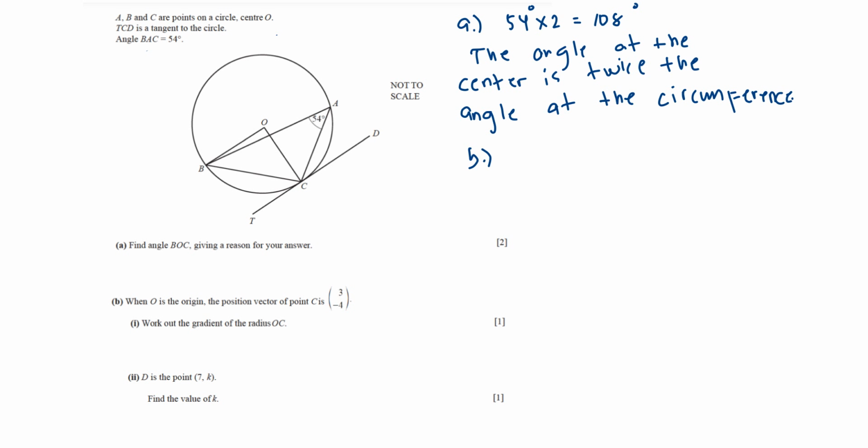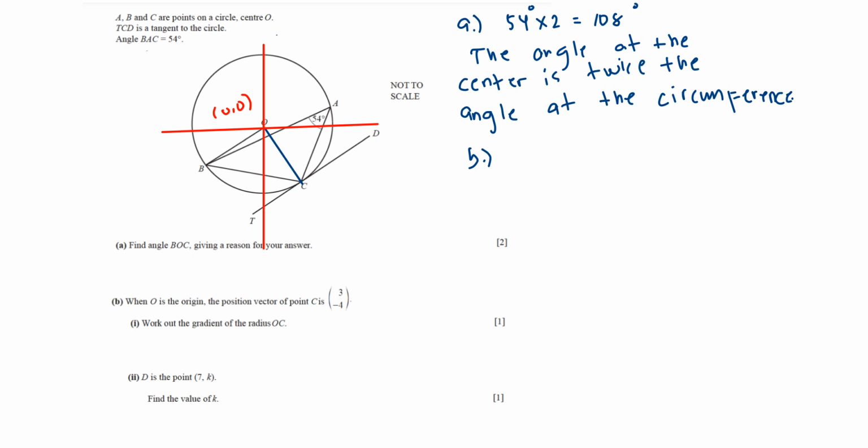When O is the origin, the position vector of point C is (3, -4). Work out the gradient of the radius OC. So we're trying to look for the gradient of this line right here, which is also the radius of the circle. In order to do that, let me draw a Cartesian plane here, so you can see the vector. O is the origin, which means its coordinate is (0, 0).